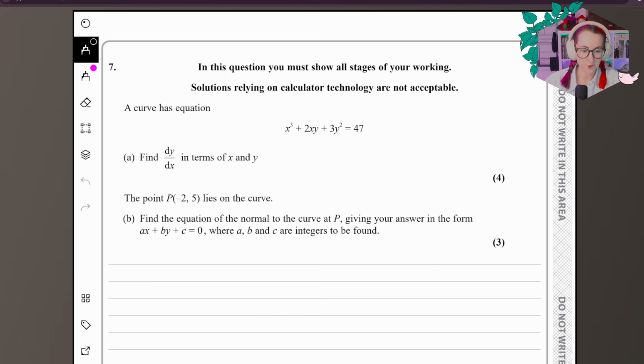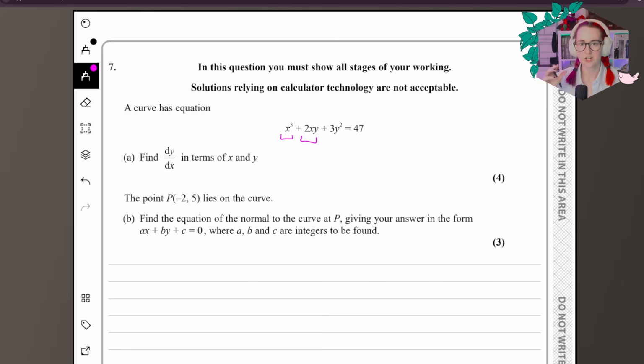Okay, find the point P is -2,5 lies on the curve. So that's going to give us a nice way to figure out some coefficients going on here. We have this expression, find dy dx. So the way that we're going to do this is we're going to differentiate the entire thing. And we're just going to differentiate it like normal. But there's a few things that we need to know. So we've got this term is nice and normal. We're happy with that. This term has an x and a y in it.